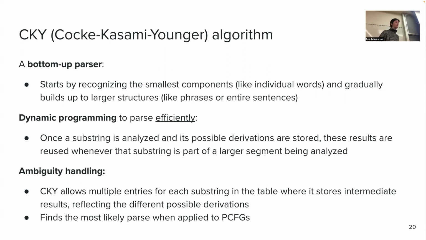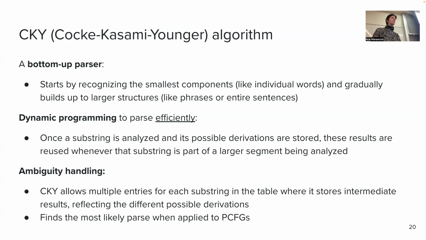So CKY is a bottom-up parser, which means that it starts by recognizing the smallest components, like individual words, and it gradually builds up the larger structures, like parses of entire sentences. It's also like the Viterbi algorithm. It's a dynamic programming algorithm, which means we are going to parse efficiently. And this is achieved by looking at all substrings one by one and analyzing them and storing possible derivations for those substrings, like which kind of rules can give us that substring. And these results are stored as intermediate results. And whenever we see that substring as a part of a larger string, we reuse that result, which told us, yeah, you can produce this string using these rules in the grammar.